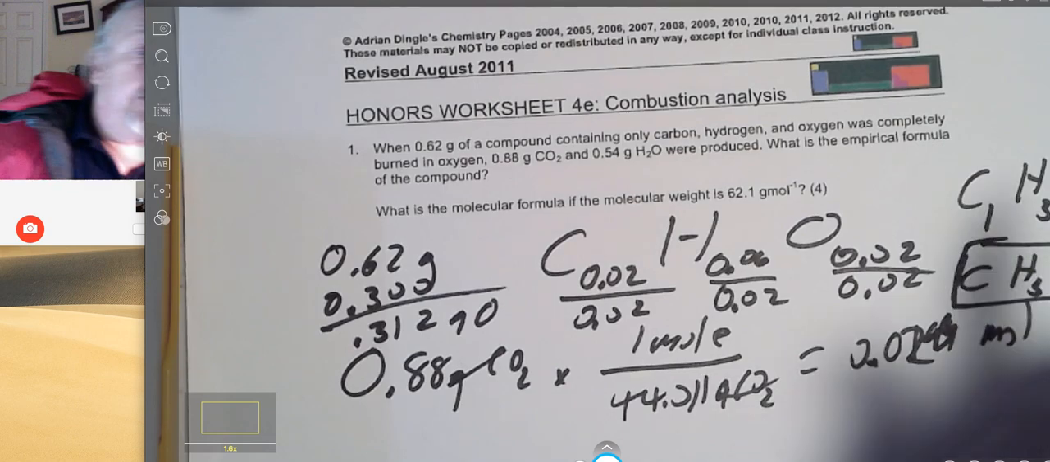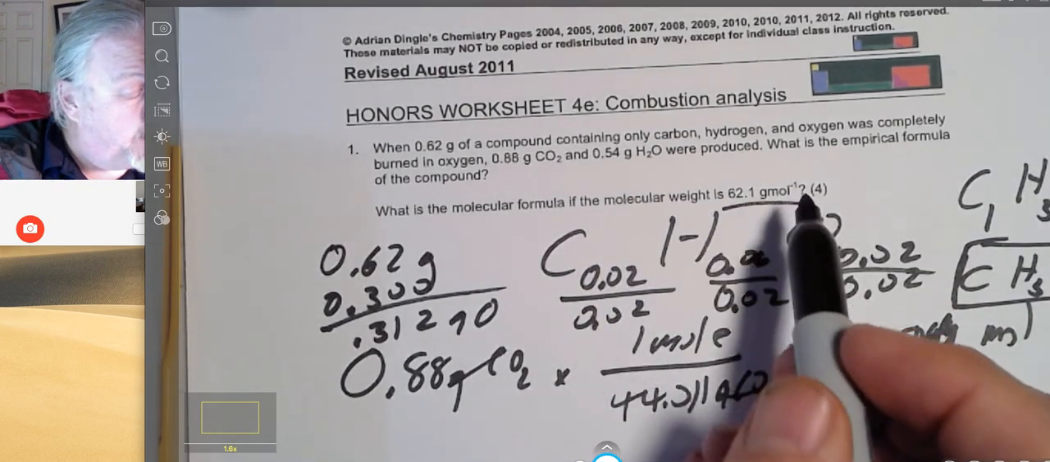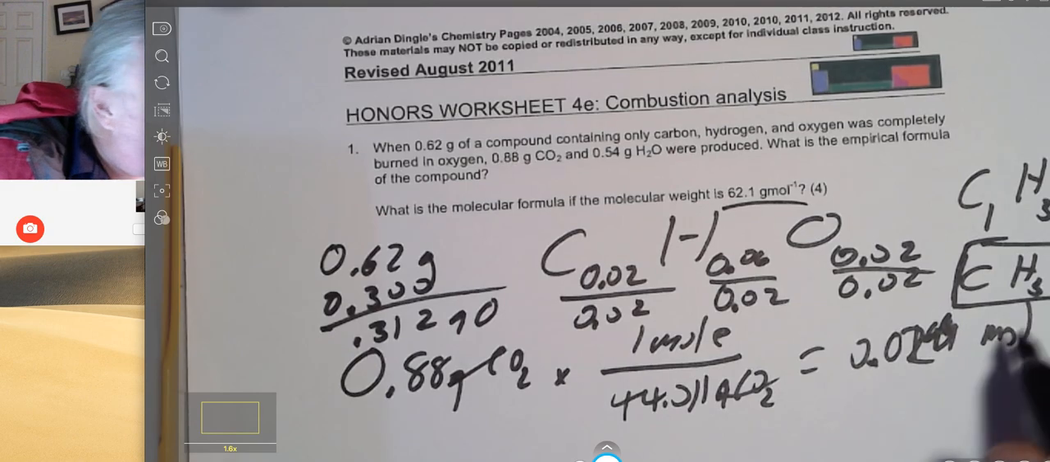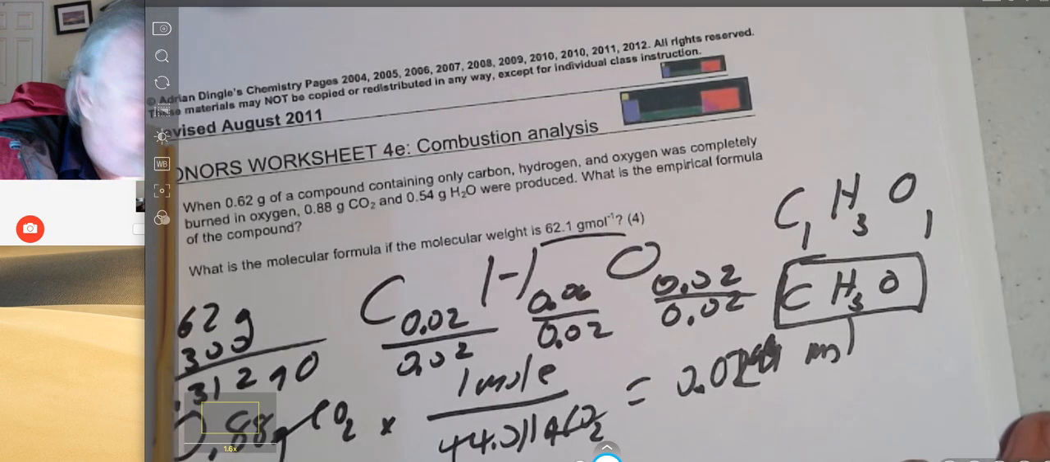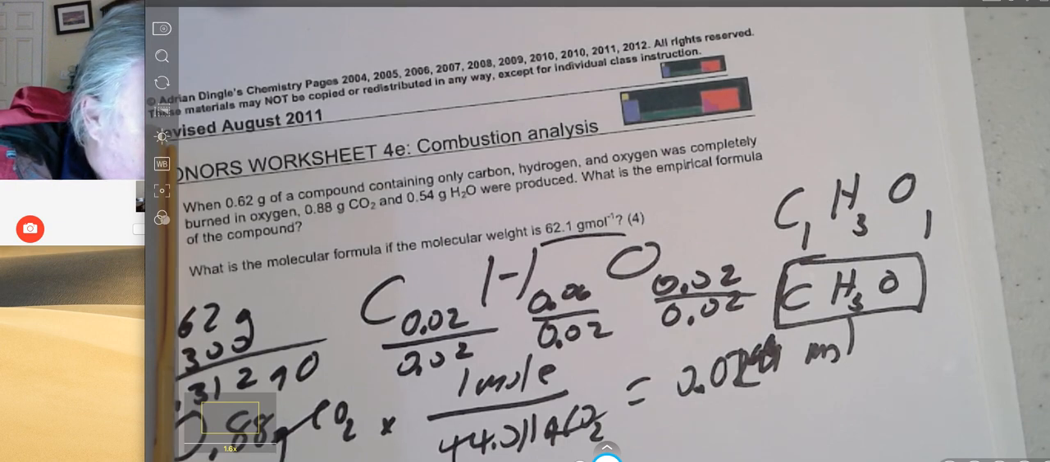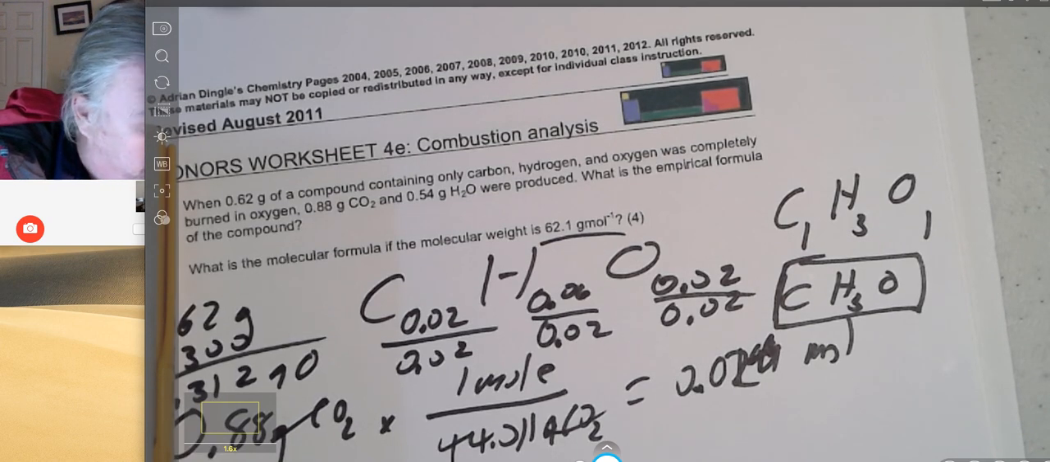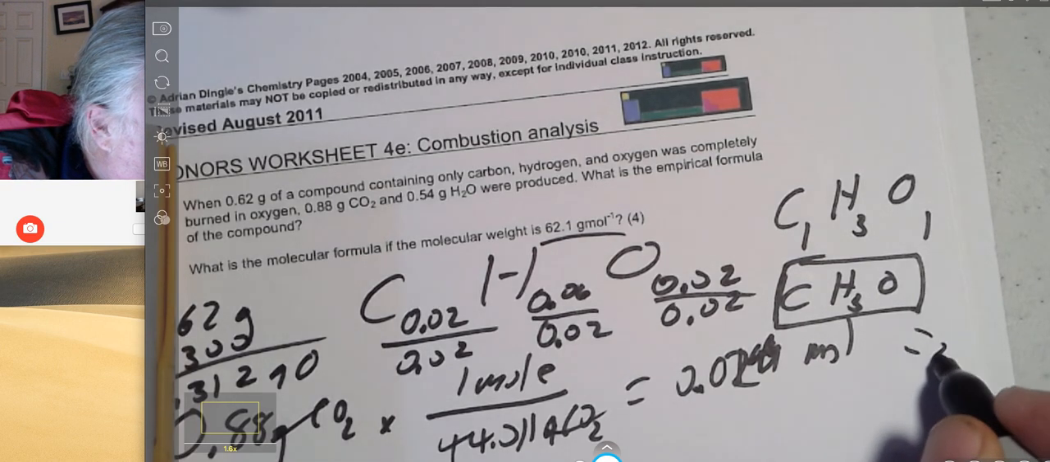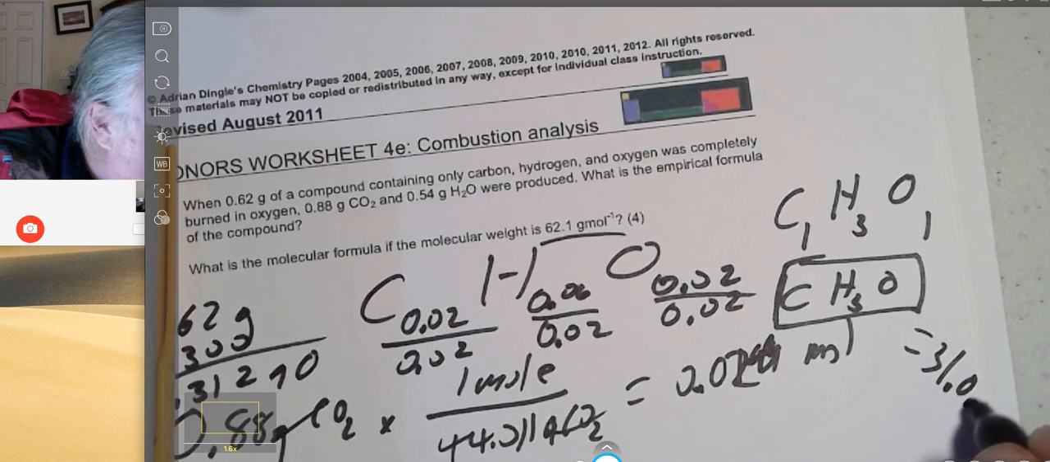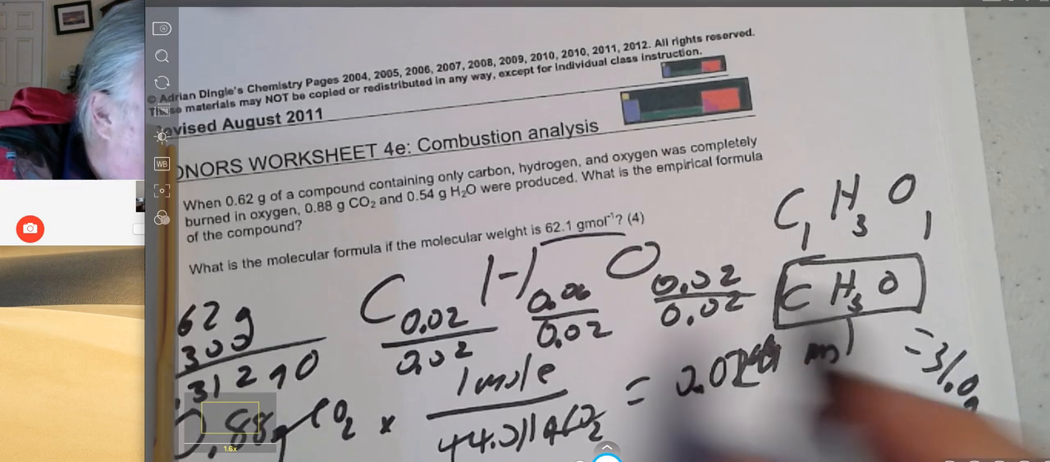Now, to get the molecular formula, the second part of this problem, the molecular mass is 62.1. So I found my empirical formula, so I need to get the atomic mass of the empirical formula. I'm just going to total everything up, 12.011 plus 3 times 1.0079, plus 1 times 16 for the amount of oxygen, and I get 31.0 grams, the empirical formula mass.